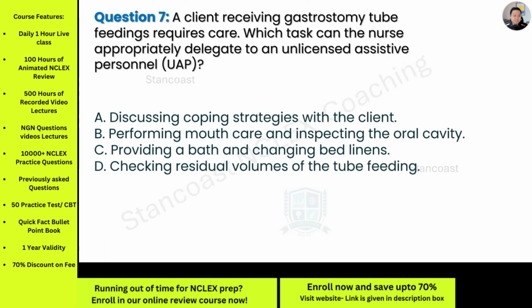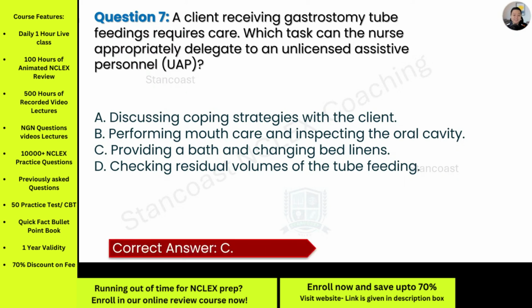Let's have number 7. A client receiving gastrostomy tube feedings requires care. Which task can the nurse appropriately delegate to unlicensed assistive personnel? A. Discussing coping strategies with the client. B. Performing mouth care and inspecting the oral cavity. C. Providing a bath and changing bed linens. D. Checking residual volumes of the tube feeding. The answer is letter C.